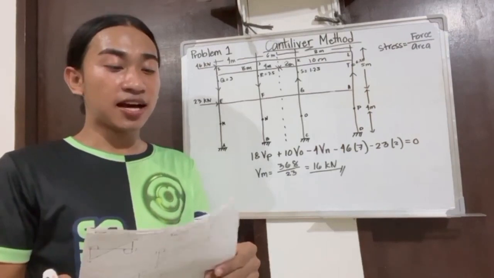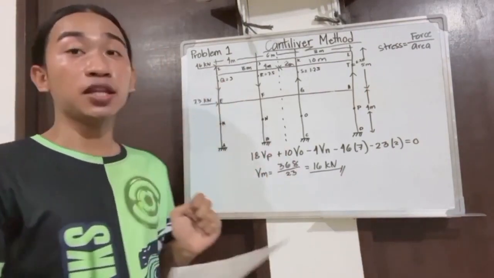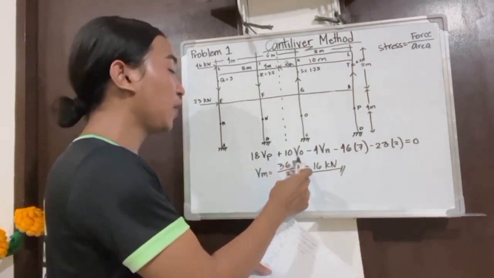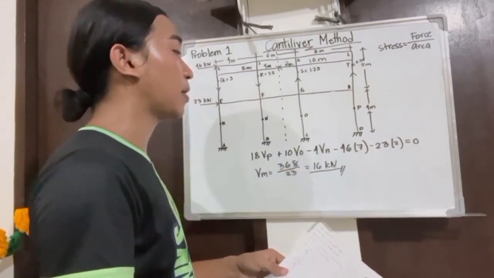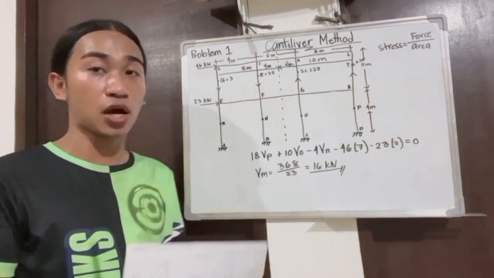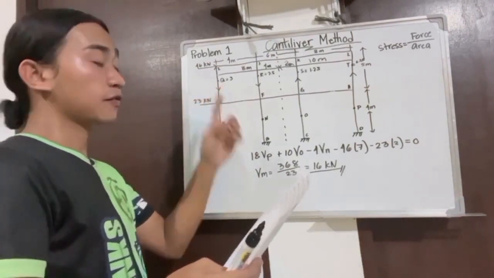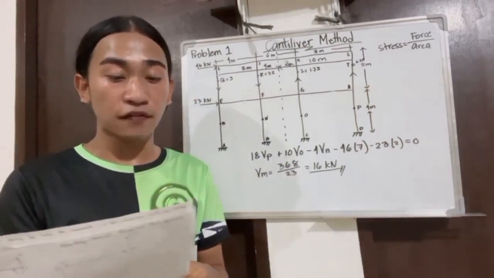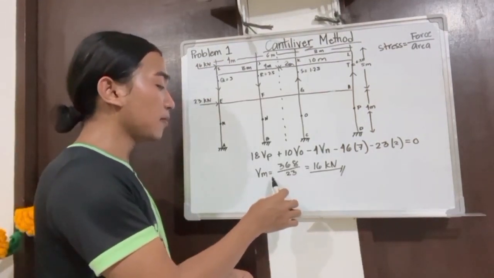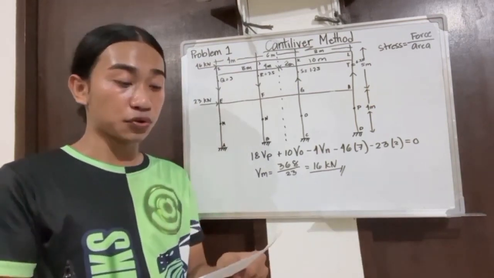So now, let us take the moment about M. Same procedure as what we did for the moment about Q. We get 18 times VP plus 10 VO minus 4 VN minus 46 times 7 minus 23 times 2 is equal to 0. The VP, VO, and VN we just replace with the values we got earlier, same as for VR, VS, and VT, which are 0.5, 0.25, and 1.25. Then we come up with the answer VM is equal to 368 over 23, which is equal to 16 kilonewton.